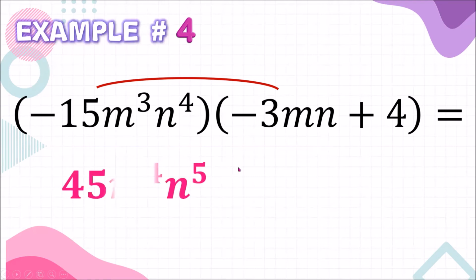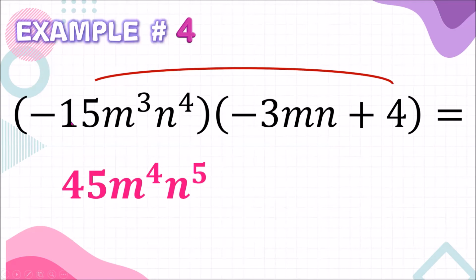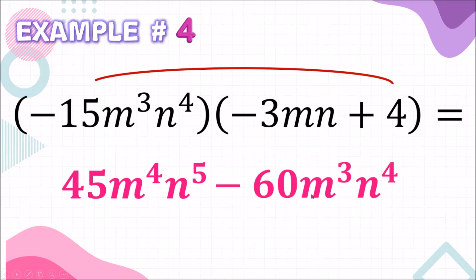So we have here positive 45m to the fourth n to the fifth. And then next, we have negative 15 times positive 4. We have negative 60. So negative times positive is negative, and then 15 times 4, we have 60. So no variables here, so just copy this one. So we have here negative 60 m cubed n to the fourth. Okay, next.